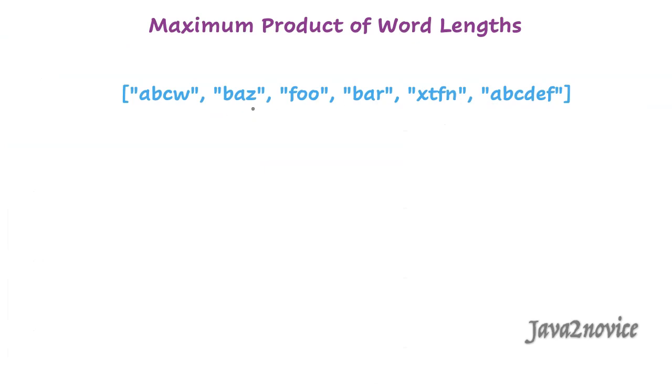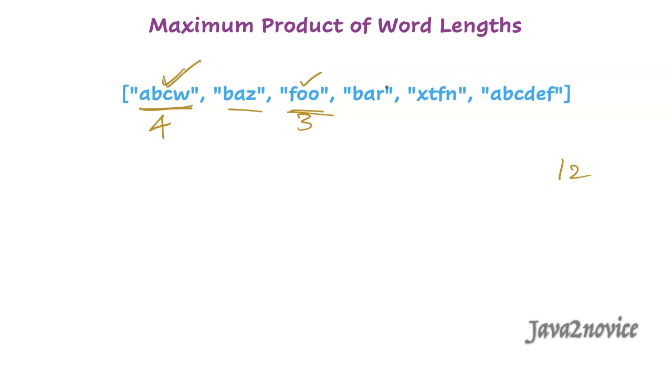Let's consider that this is our input array. We will take these two words. There are common letters between these two words. A and B are common between these two words. Let's not consider this pair now. Now we will take this and this word. There are no common letters between these two words. Its length is 4, its length is 3, the product is 12. 4 into 3 equals 12.